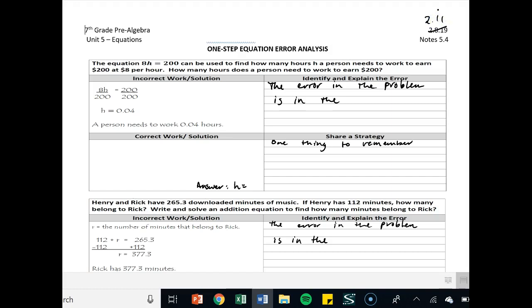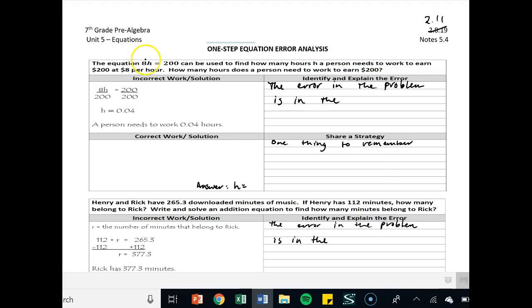It's one-step equations, error analysis. Understanding and being able to work one-step equations is one thing. Mastering it and being able to pick out the errors that other people make is a completely different thing. And that's what we're working on today. So let's try a couple of these problems.